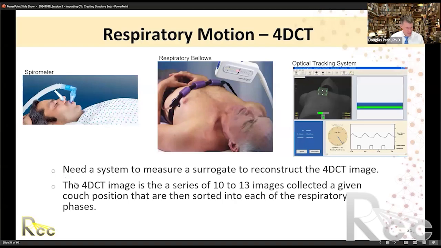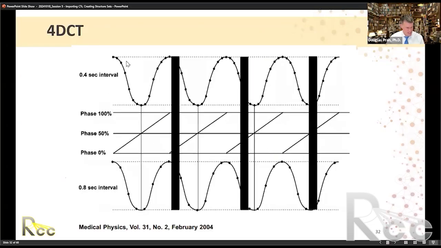Typically, the 4D CT image is really a series of maybe 10 to 13 images that are collected at a given couch position, and then they get sorted into the different respiratory phases based on that surrogate. You can see here a couple of examples of the different phases and how these are collected. I've included a reference here for you to look at.